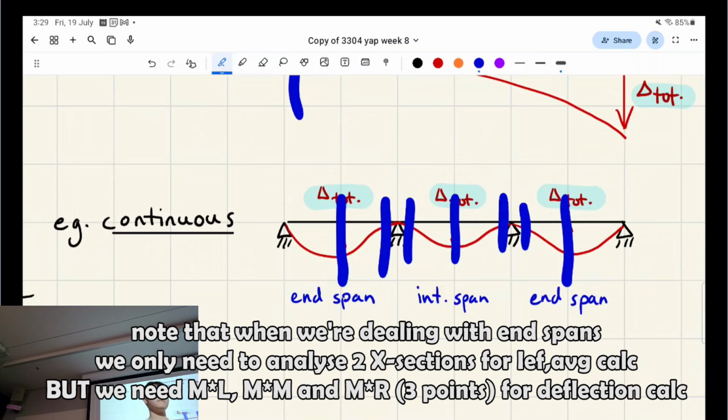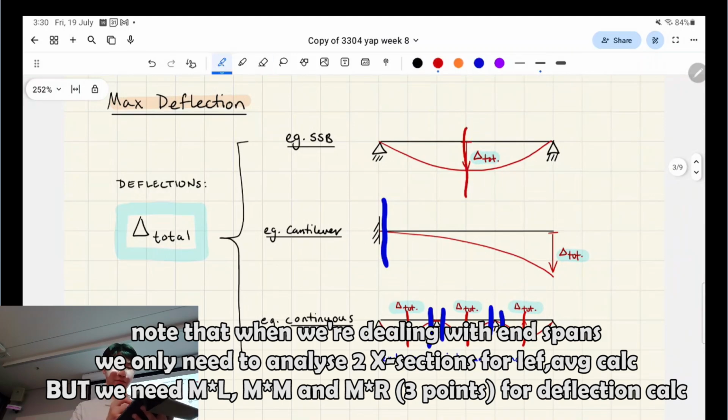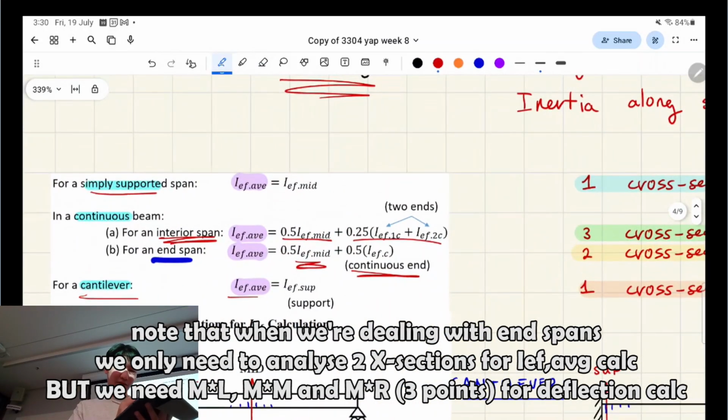Sir? You said you need 3 cross-sectional measures. Is it also in the middle, the very middle one? Yeah. So always, for continuous beams, always take the middle. For a simply supported beam, always take the middle. For a cantilever, always take the support. So the rule is written here. Wherever it says mid, you need to include the mid.